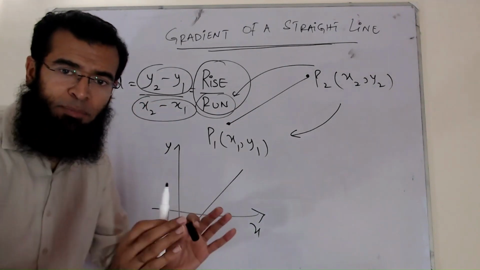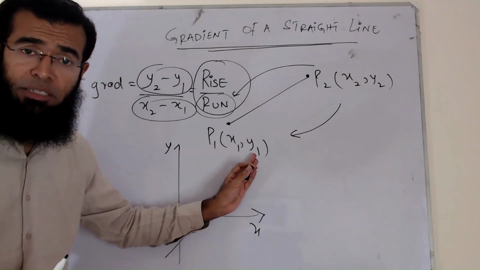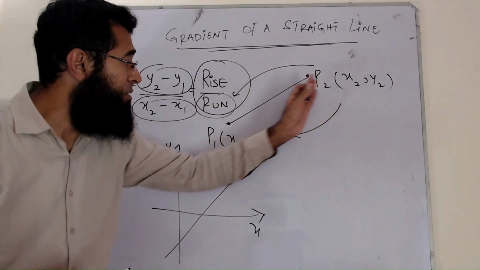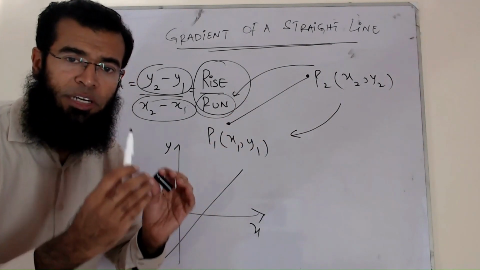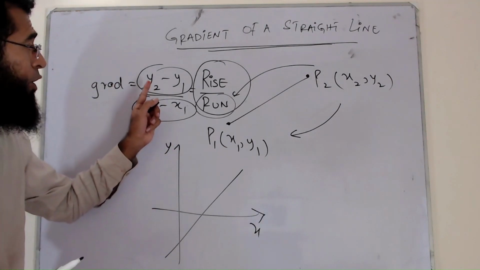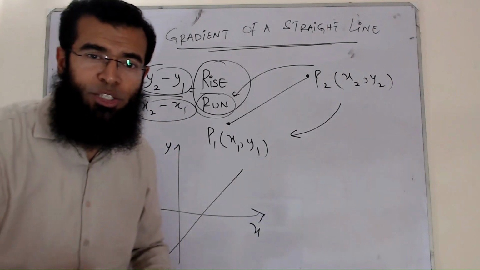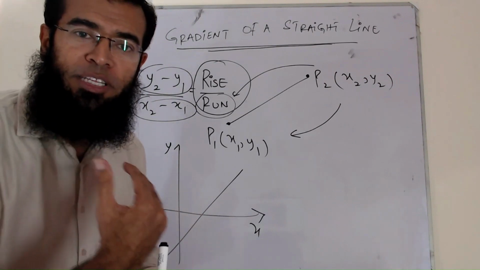So it's a very simple formula. You just need to subtract the y coordinates divided by the difference in the x coordinates, and you will get the answer for the gradient of the straight line. So once again, what is the formula for the gradient? y2 minus y1 over x2 minus x1. So let's look into an example so that this concept is further clear.